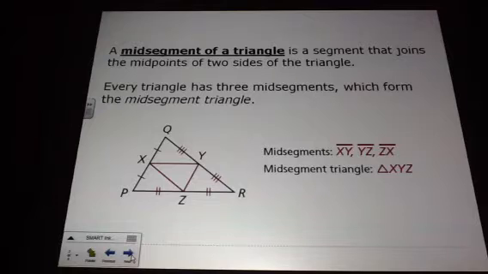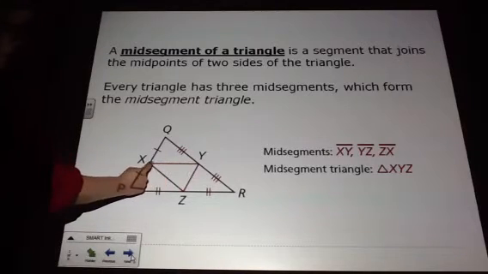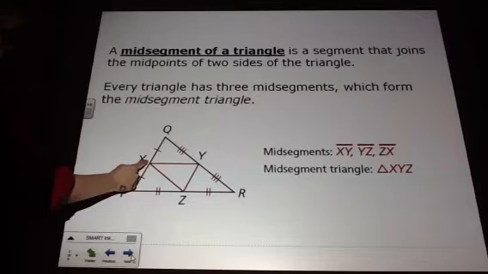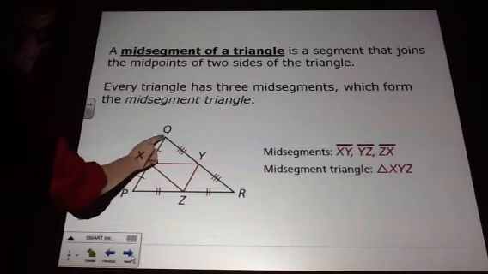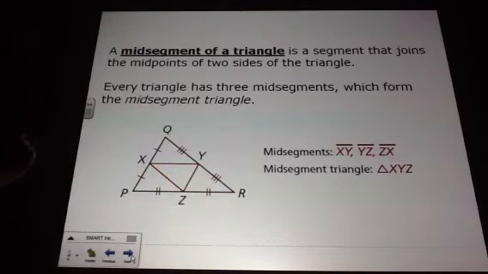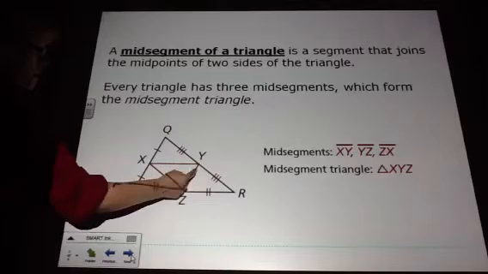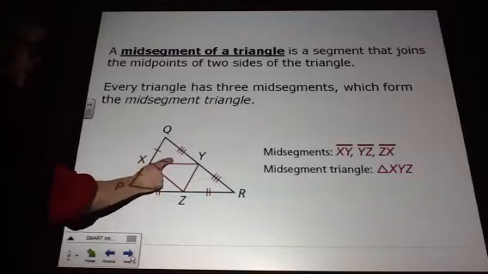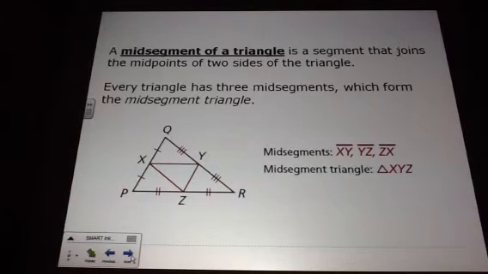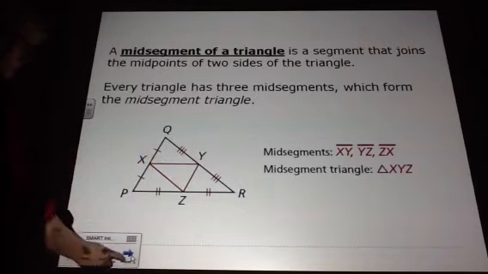XY is an example of a midsegment because X is the midpoint of segment QP, and Y is the midpoint of segment QR. Every triangle has three midsegments, 1, 2, 3, which form a midsegment triangle. So triangle XYZ is the midsegment triangle of the larger triangle PQR.